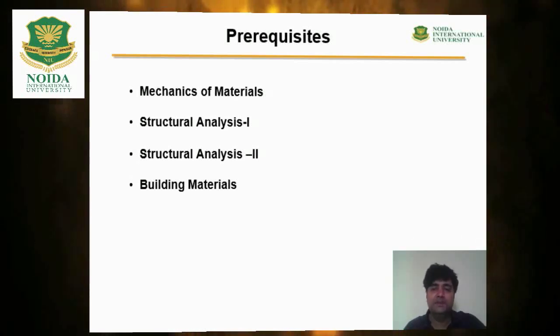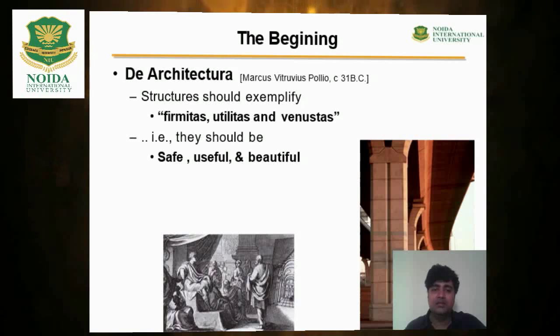Then coming to the next slides. In the beginning, let's discuss what a structure is and what architecture is all about. It says what is structure basically. If you're designing any structure, a structure should be exemplified. It means a structure must be safe, useful and beautiful. It was the definition as per the definition given by Marcus in 31 BC. So it defines, as simply as that, that a structure should be exemplified, and it is a safe, useful and beautiful structure.